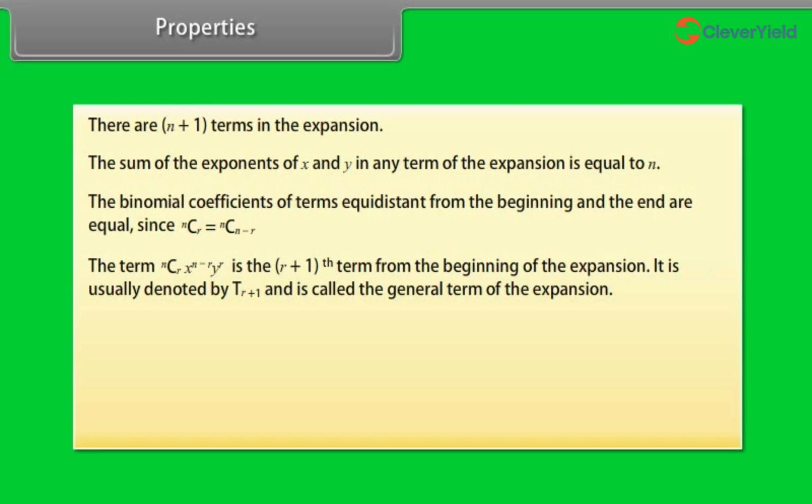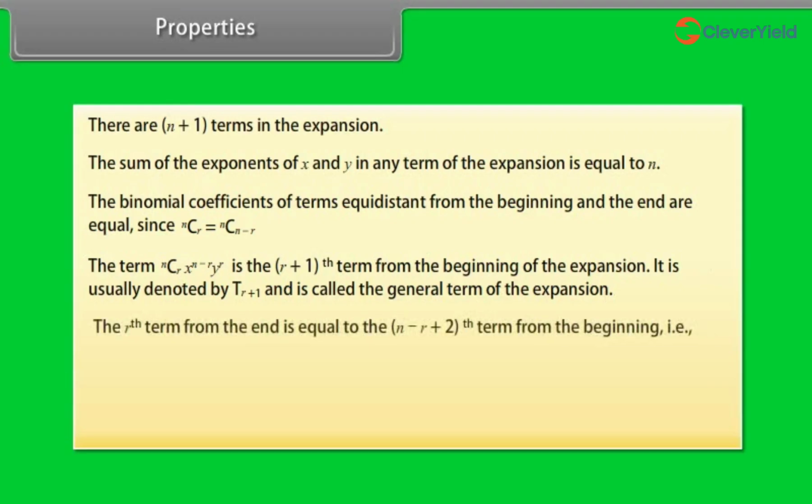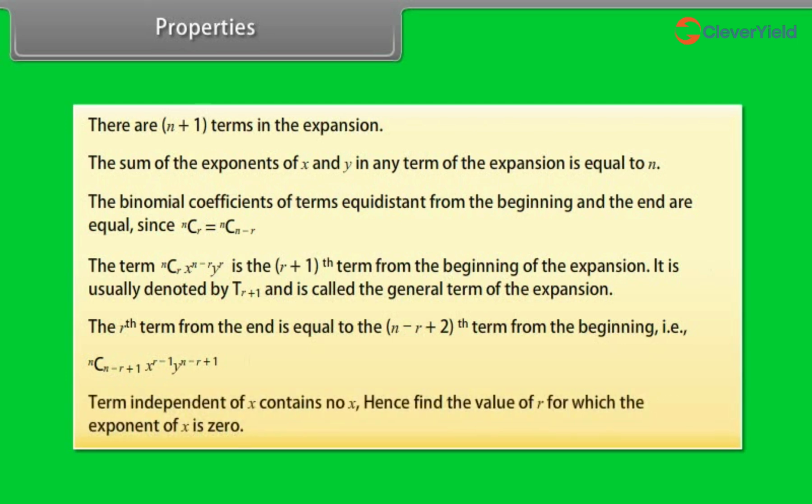The term nCr x^(n-r) y^r is the (r + 1)th term from the beginning of the expansion. It is usually denoted by t(r+1) and is called the general term of the expansion. The rth term from the end is equal to the (n - r + 2)th term from the beginning. The term independent of x contains no x, hence find the value of r for which the exponent of x is 0.